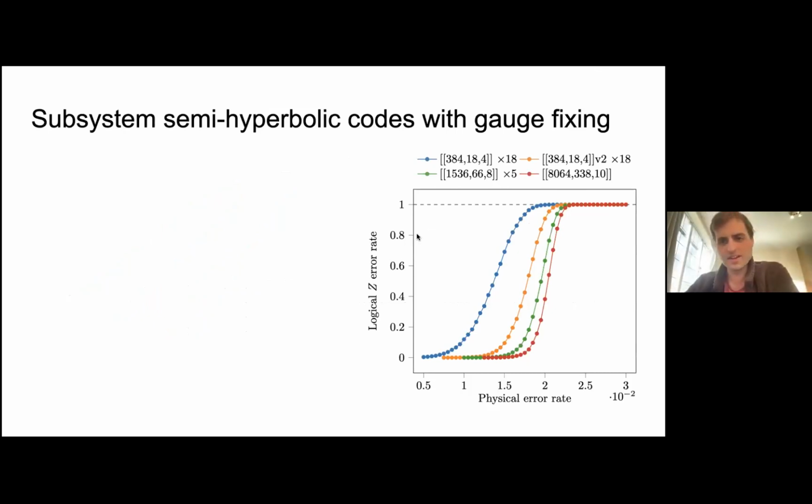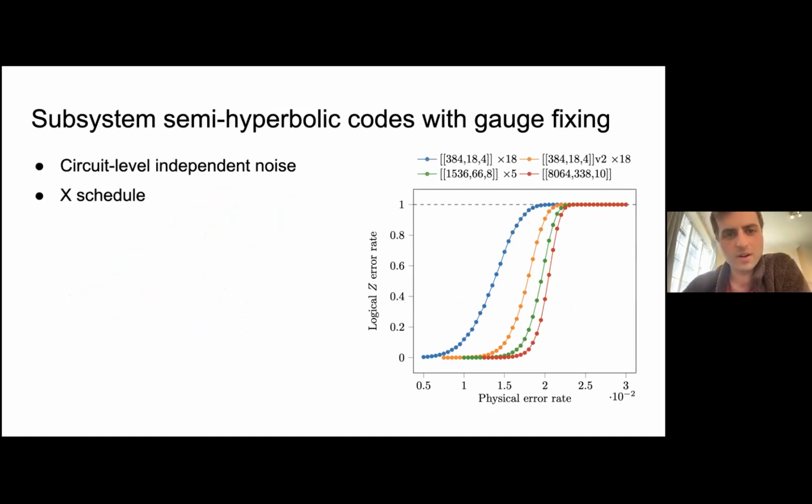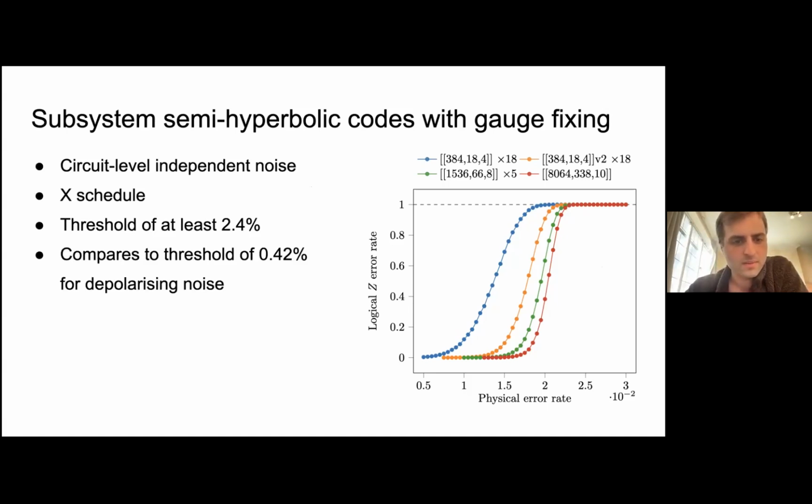Okay, and you can also just combine the two techniques. So you can apply schedule-induced gauge fixing to the subsystem semi-hyperbolic codes, and this is now with a circuit level independent bias noise model, looking just at an X schedule. So just measuring only X checks, this gives a threshold of at least 2.4% circuit level noise, and that compares to a threshold of around at least 0.42% for depolarizing noise. So it actually saturates, so we don't know exactly what the threshold is, but just have a look at that.